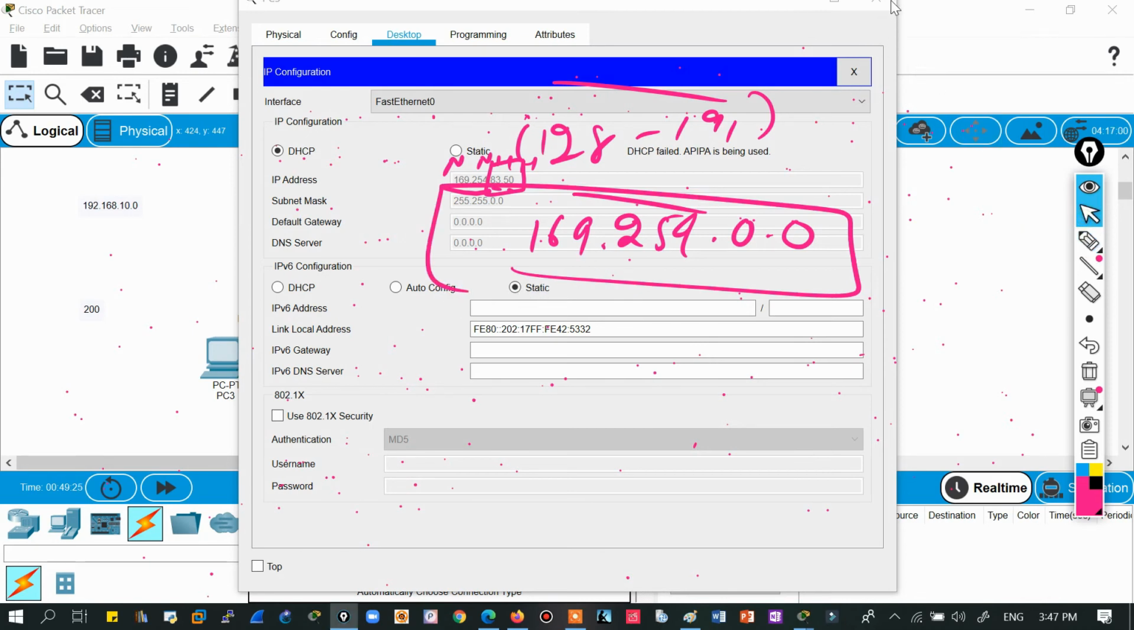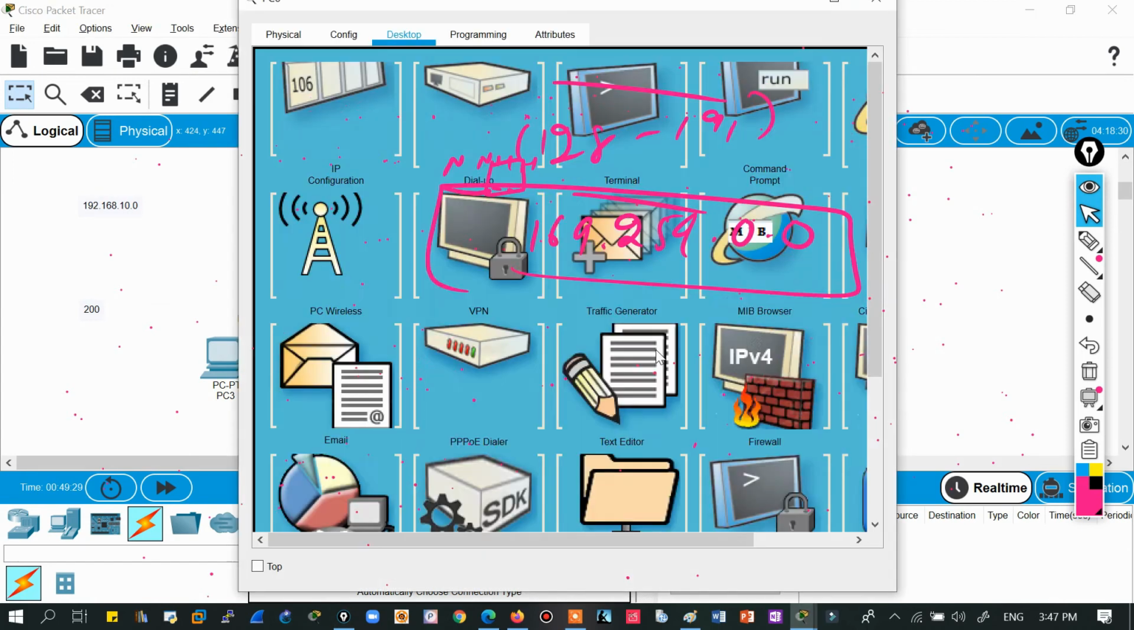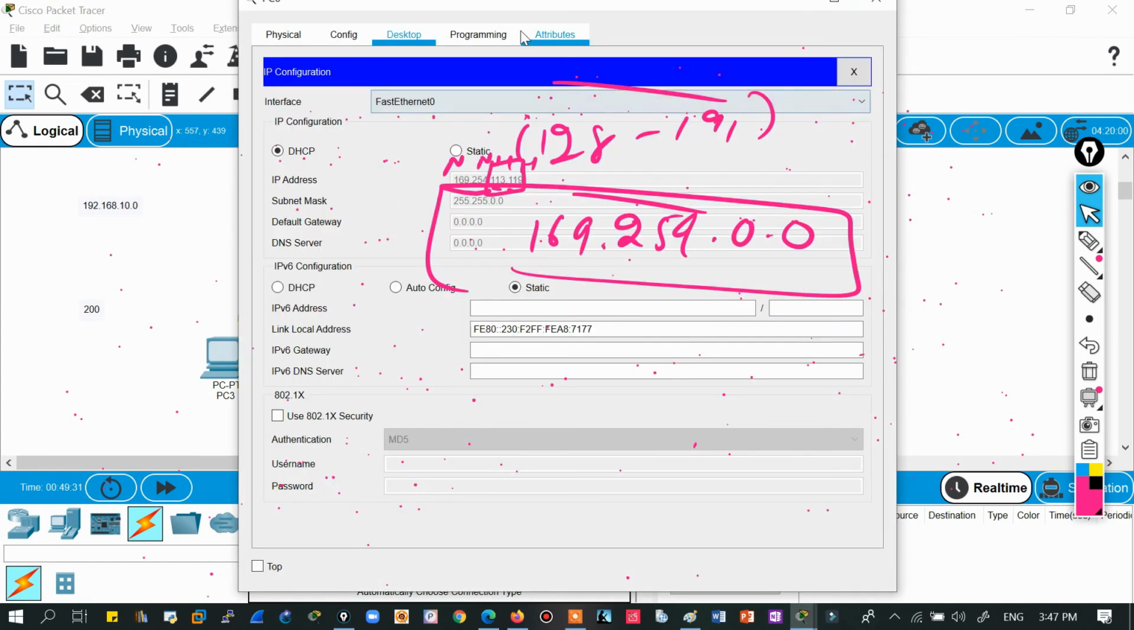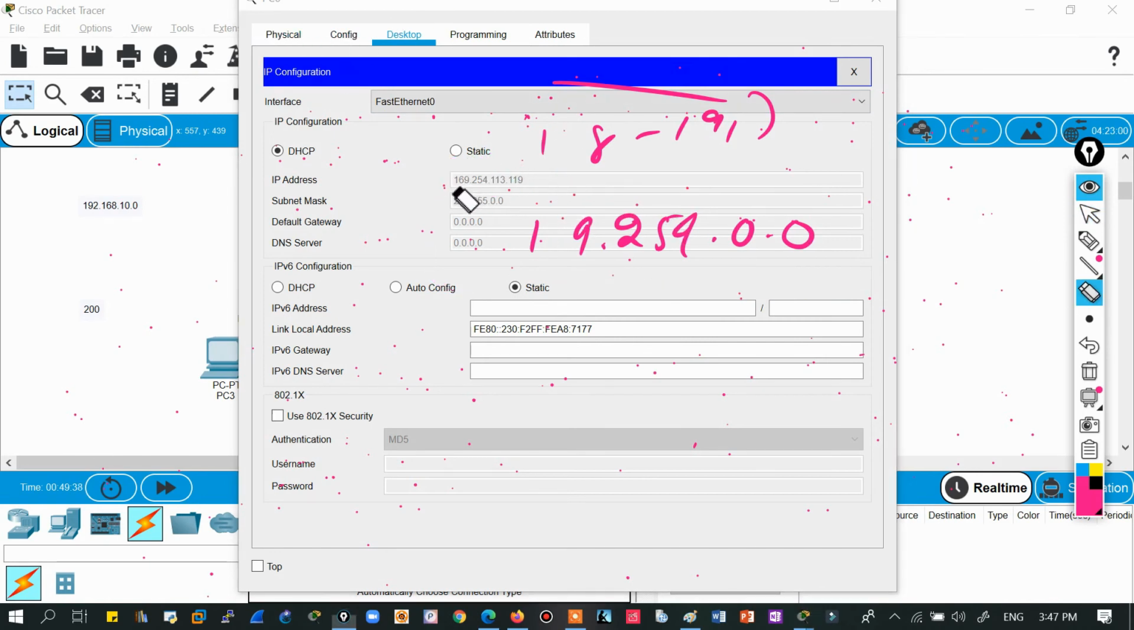How? So let's look at this PC also. So this is the same IP address. Let me erase this. Can you see this? This is a different IP. That was 83.50, but now this is 169.250. It means your network ID is the same. So this network is reserved for APIPA.